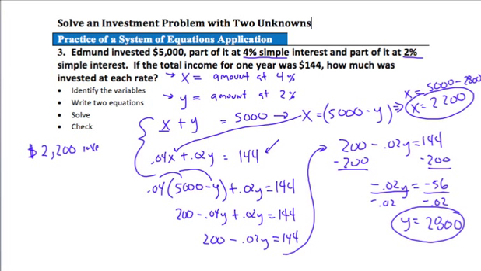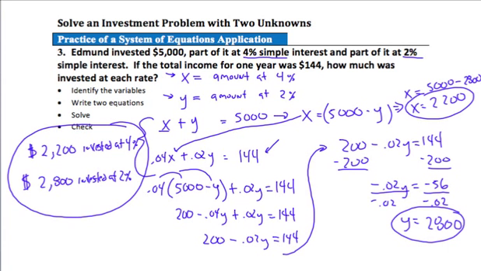invested at, and the x amount was 4%. And then we would say $2,800 invested at 2%.